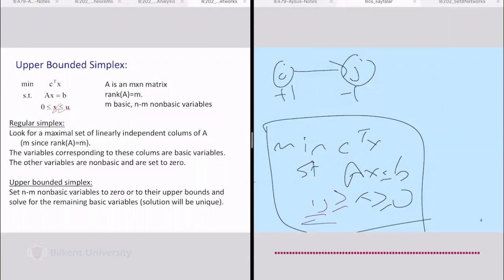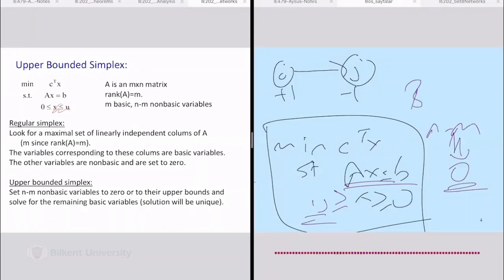Okay. Now, in the regular simplex, since the rank of our matrix is M, we were looking at M linearly independent columns. That was giving us our B, and the remaining N minus M variables, we set to 0, because we were trying to solve for the rest. The motivation there, setting them to 0, was actually setting them to a specific value so that the remaining invertible matrix, B inverse, will give me the values of the other M, right?